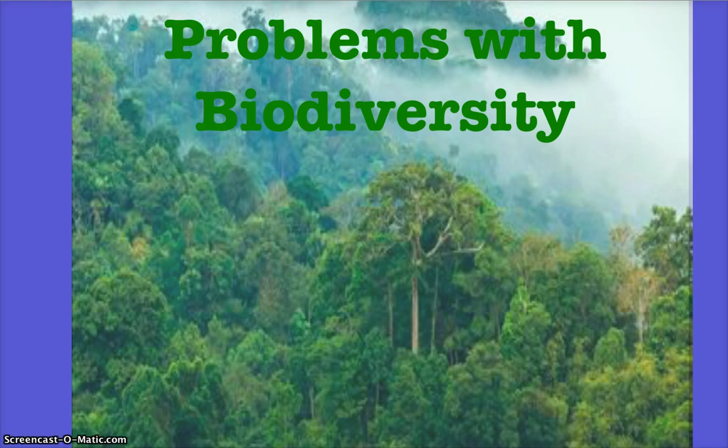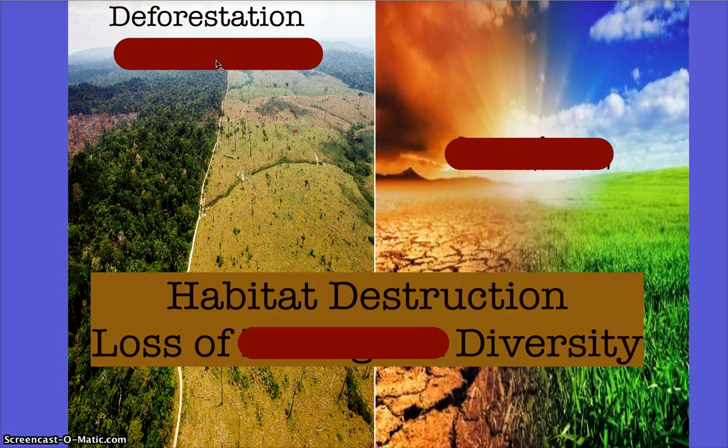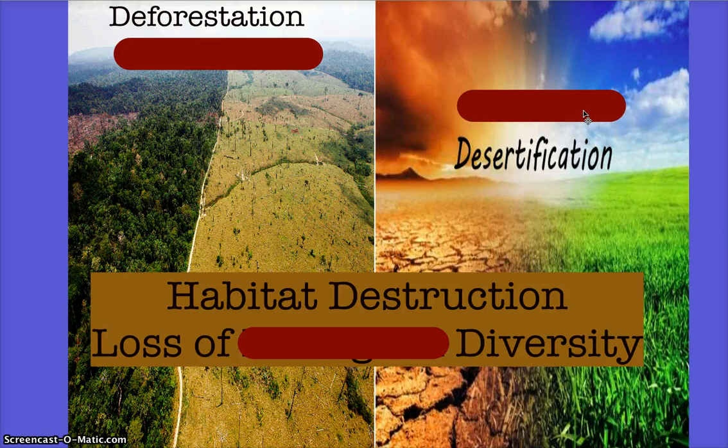I don't know why I called it chapter. So, problems with biodiversity and farming, because you're never going to use the word biodiversity. You're going to explain biodiversity, just like you never use pollution or habitat destruction, you explain habitat destruction. So there's a lot of destruction of habitats when it comes to farming. Deforestation is one of them, and desertification.